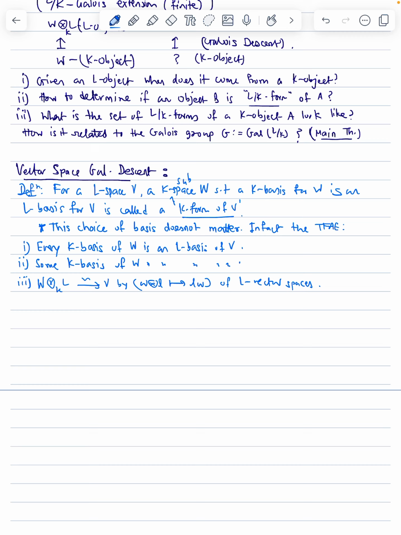And to show 3 implies 1, it's again basically the same argument. You just take any K basis for W, call it e_i, and by this map of 3, that 1 tensor e_i will go to e_i. Because it's an isomorphism by 3, a basis will have to go to another basis. So e_i is an L basis for V, because on the left hand side it was already a basis. So yeah.